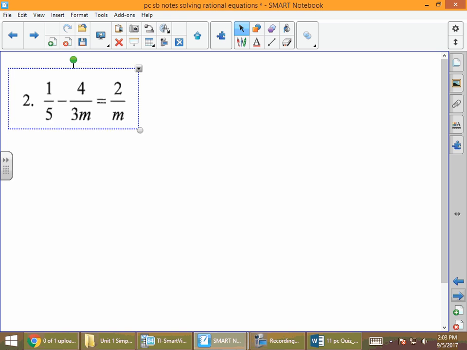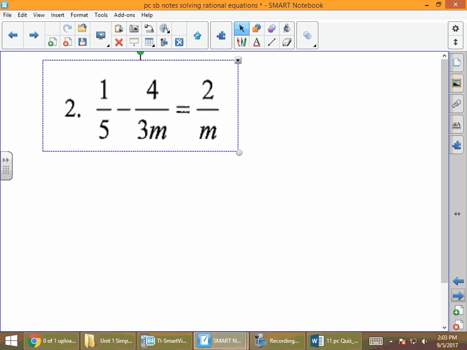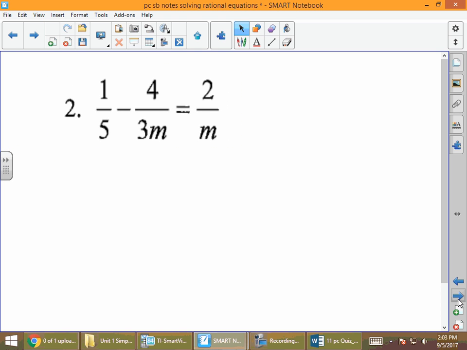let me suggest that we just work on the left side of the equation for a couple minutes, finding our common denominator. And once we get the left side of the equation simplified, then we can cross multiply and we can figure out what does m equal this time. So the first question is, what's the common denominator between 5 and 3m?